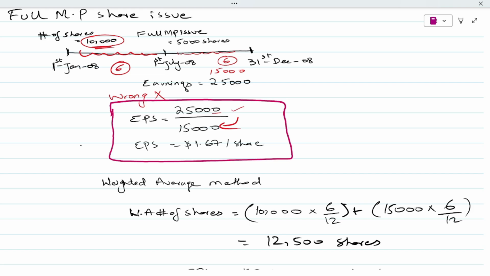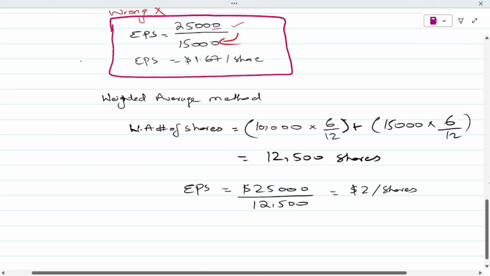Then you further issued 5,000 shares more into the market. So 10,000 and 5,000 is 15,000 into 6/12, because again they were only for the 6 months, from 1st July to 31st December. That gives you an average number of shares for the entire year, which is perfect to calculate our EPS. Then we take our earning for the entire year and divide it by the 12,500 shares, which is our weighted average of shares, and that gives us $2 per share worth of EPS.